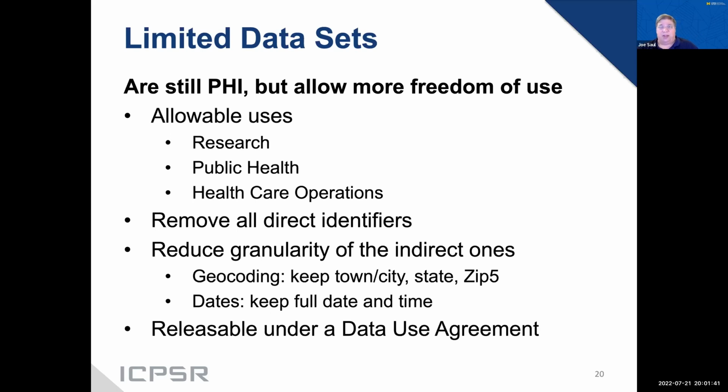To create a limited data set, and we'll circle back around on this, all of the direct identifiers are removed and the granularity of the indirect ones is reduced. So for geocoding, you lose street address, but you can keep town, state, and 5-digit zip, not zip9. Zip9 can identify an individual house. The zip9 for my house where I'm sitting right now, there's nobody else in it, right? We're on some land south of Ann Arbor. With dates, you can keep the full date and time.